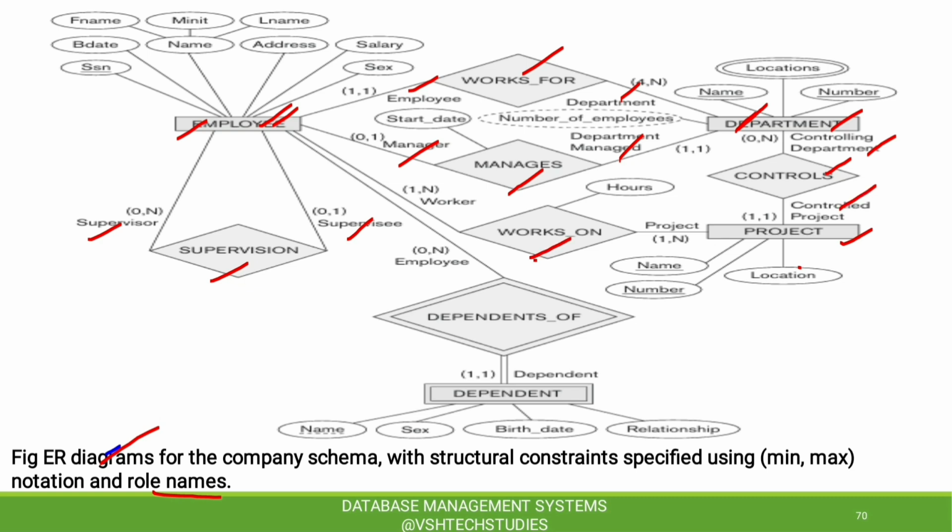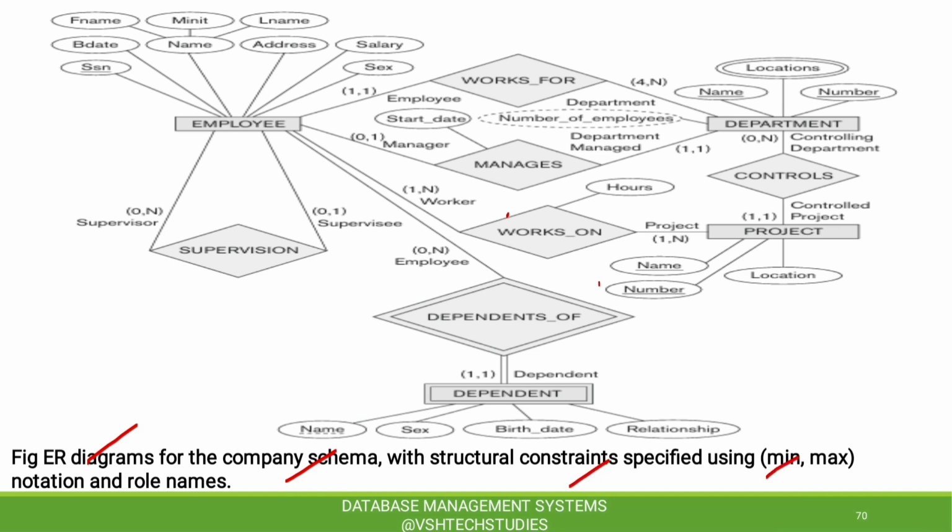In works on relationship, the employee entity plays the role of worker, project plays the role of project. In dependence of relationship, the employee entity plays the role of employee, the dependent entity plays the role of dependent. So these are the roles being played by different entities. They are shown in the ER diagram here. And that is all about the ER diagram, that is entity relationship diagram, for a company database with structural constraints specified using min-max notation and role names.